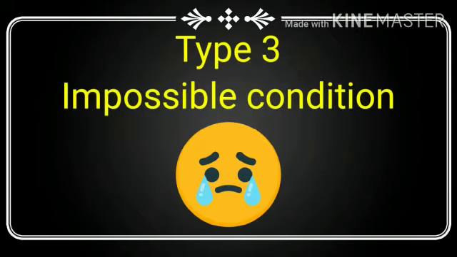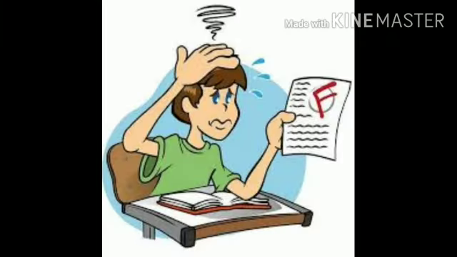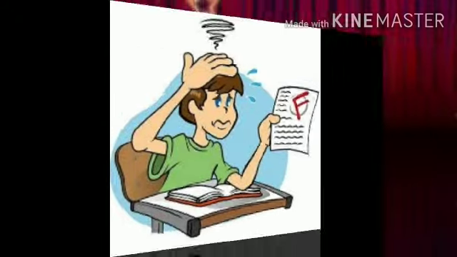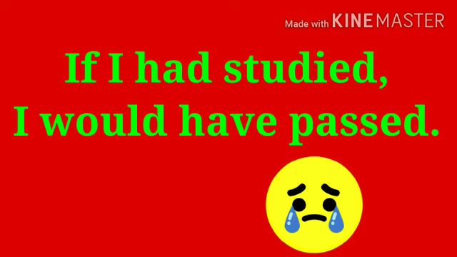Now the third type, impossible condition. The exams are over. Some students passed, a few failed. At that moment, the failed student may think, if I had studied, I would have passed.